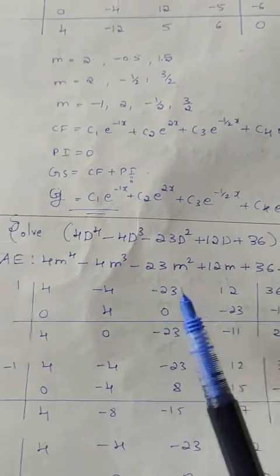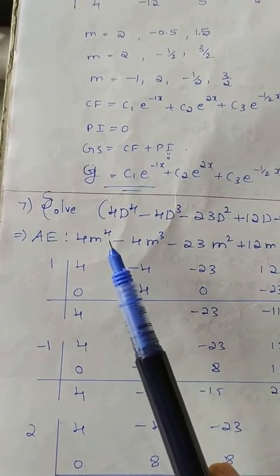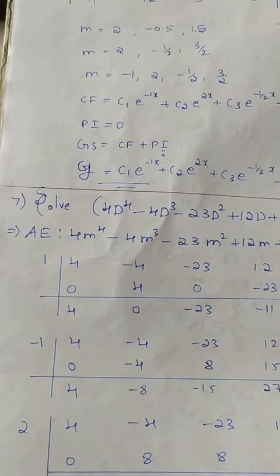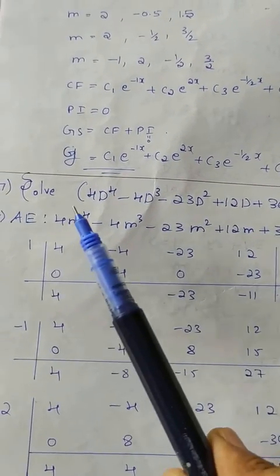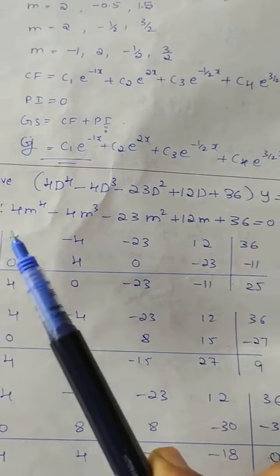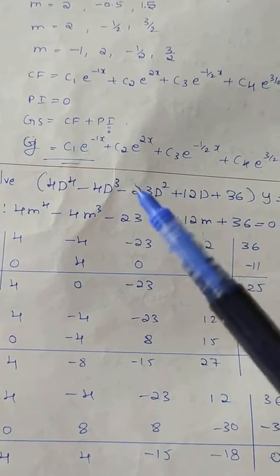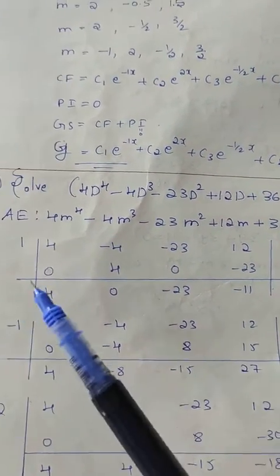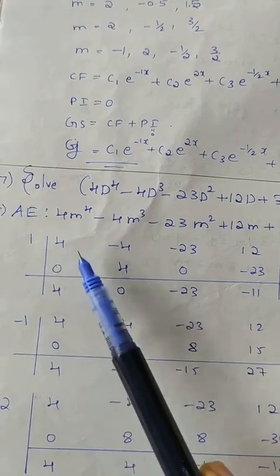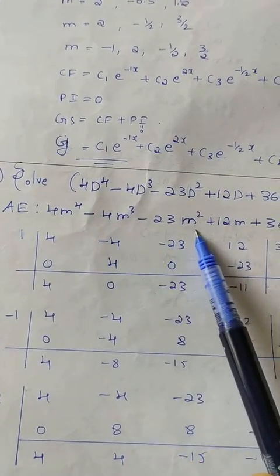It is a 4th order equation. Write the auxiliary equation. Since it is a 4th order, by trial and error method, find the roots. Put m is equal to 1. Here m equal to 1 satisfies the equation. That means if you put m is equal to 1, we get 0. That means start with 1 only. Write all the 4 coefficients.